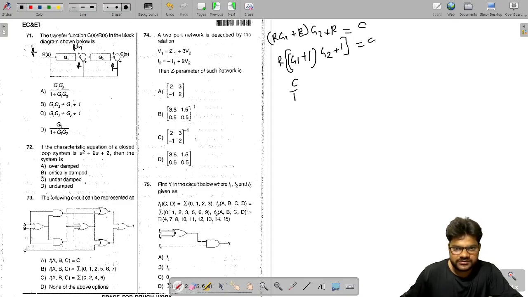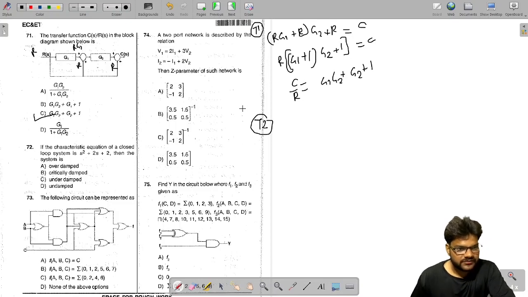So from this, if you find C by R, this will become G1 G2 plus G2 plus 1. So the option is G1 G2 plus G2 plus 1. So option C is correct. Okay, so let us go to the next question. This was question number 71. Let us go to question number 72.